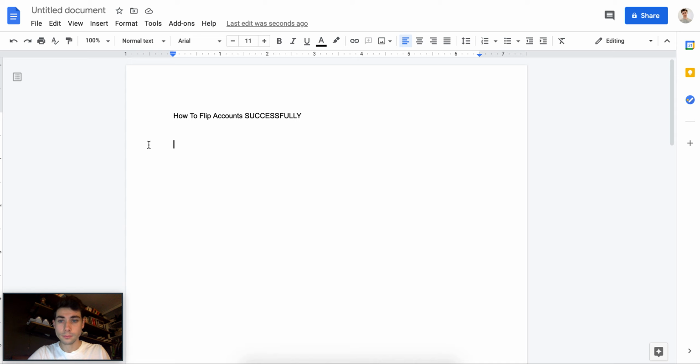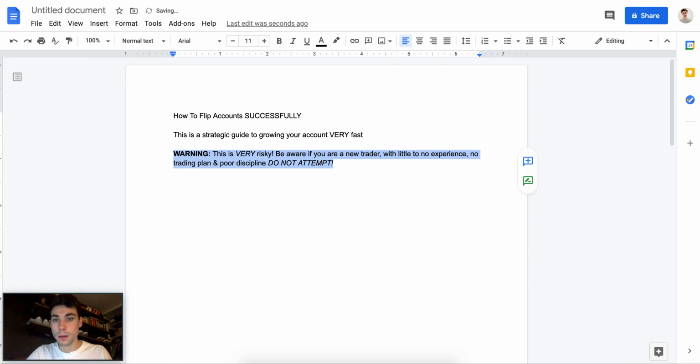Anyways, first point: this is a strategic guide to growing your account very fast. This isn't just bullshit. There's a method to the madness, like I said, but this is what I want to touch upon. This is a very risky way of trading. If you are a brand new trader, if you have no experience in the markets, if you have no trading plan, if you have very crappy discipline, stop watching the video. This isn't going to help you. This is going to screw everything up for you, because you're going to lose money.